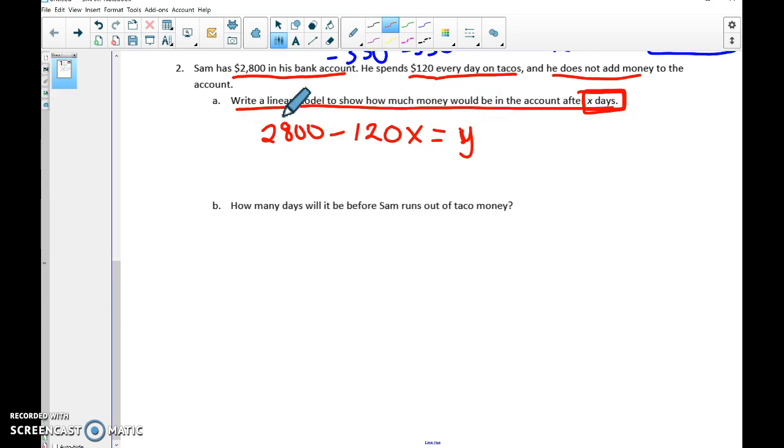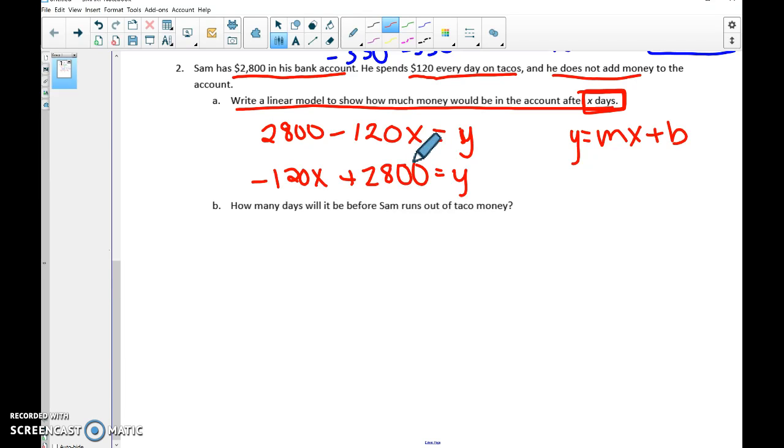So here's our formula with that. Now this kind of looks a little funky. This isn't really the Y equals mx plus b that we're used to. So I'm going to rewrite it a little bit just so I'm used to that. The x I'm going to put in front, so I'm going to make it negative 120x, and plus 2,800. So either way you wrote it would have been correct as long as you made the 120 negative and the 2,800 positive and put the Y on the other side. And X is days, remember. Y is equal to how much money is in his bank account. So Y is money, X is the days that he's eating the tacos.